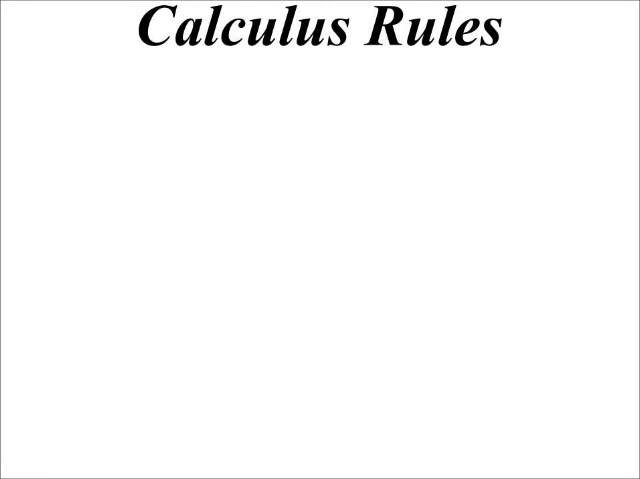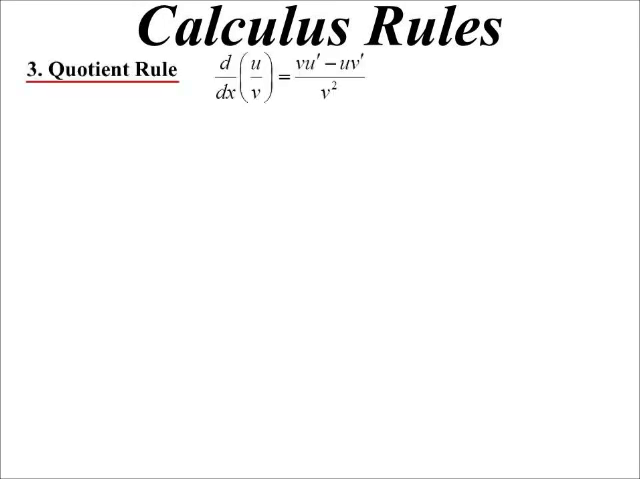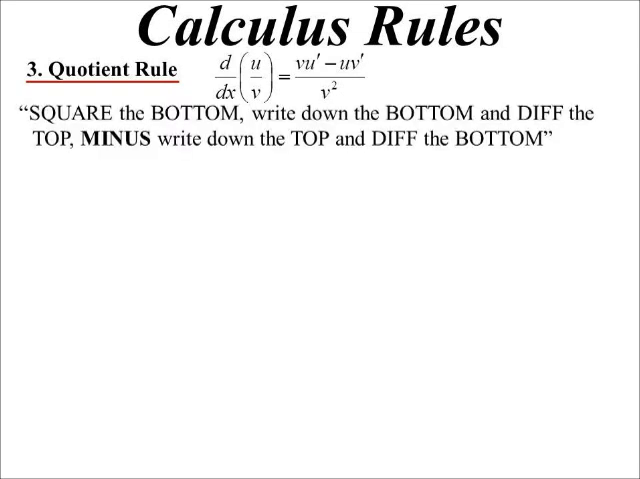Our next calculus rule, the quotient rule. So yesterday was the product rule, which allowed us to differentiate two functions multiplied together. The quotient rule is when we've got two functions divided by each other. So again, there's the formal definition. That's the much more fun one.